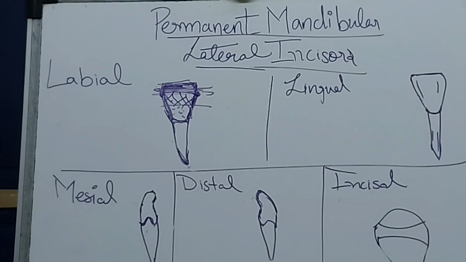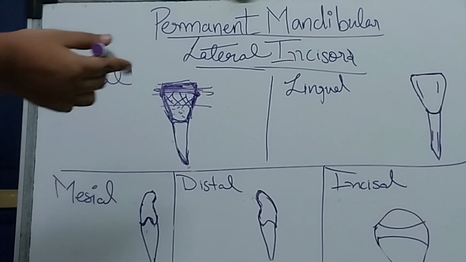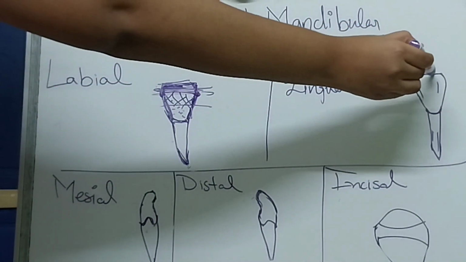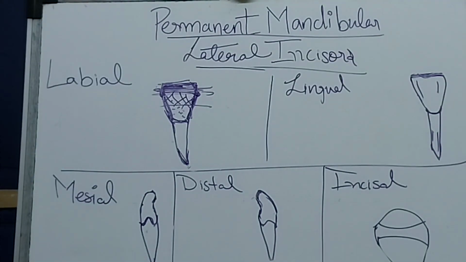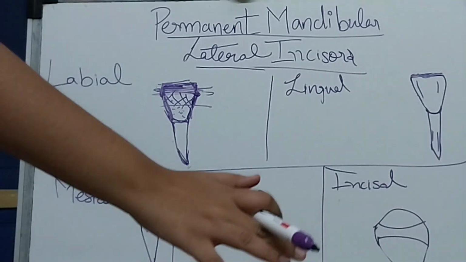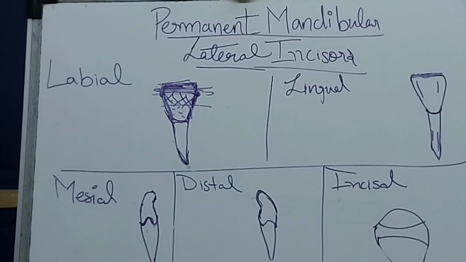Moving on to the lingual aspect. So in the lingual aspect, the mesiodistal diameter of the crown here also is greater than the mandibular central incisor, and the lingual surface is smooth and it is straight at the incisal third between the less prominent marginal ridges.